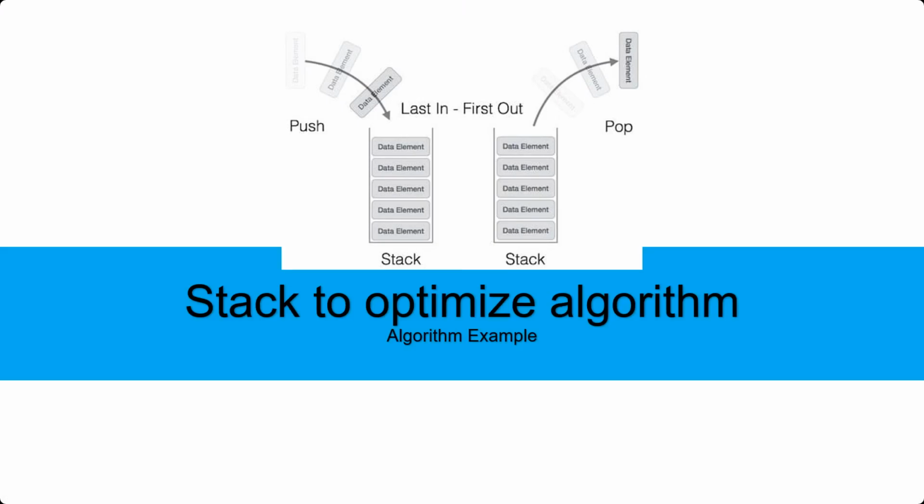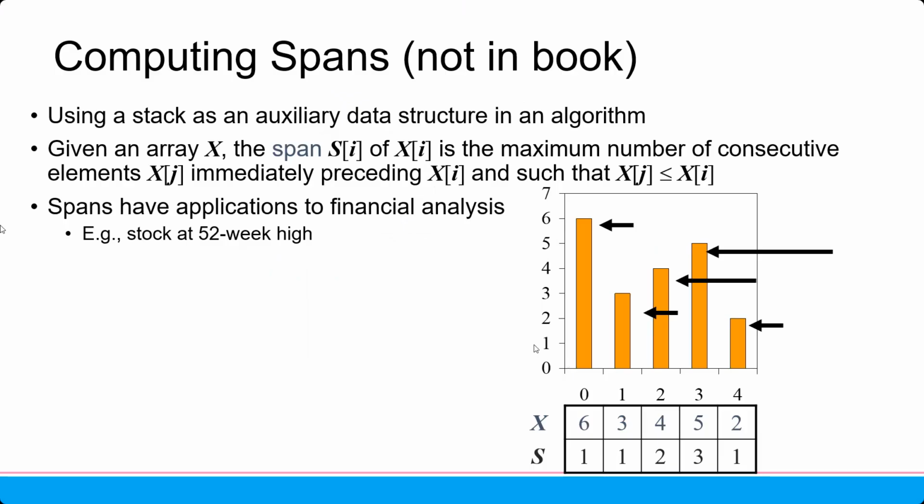So the stack is used to optimize some algorithm. In some algorithms, we can use stack to make it better in terms of the performance. So, for example, there is one problem, we call it computing span. This is not in the book. We can use stack as an auxiliary data structure in an algorithm.